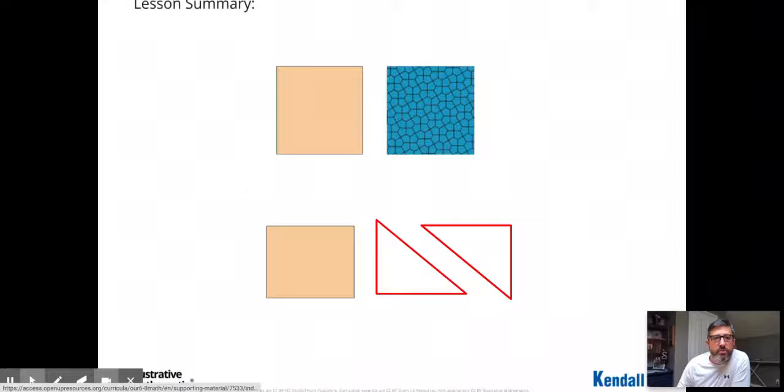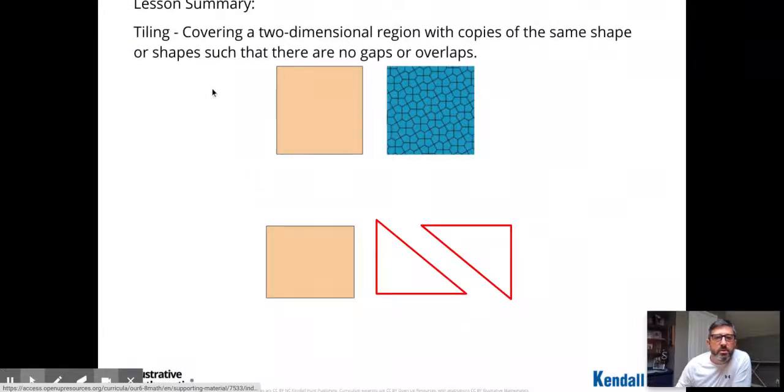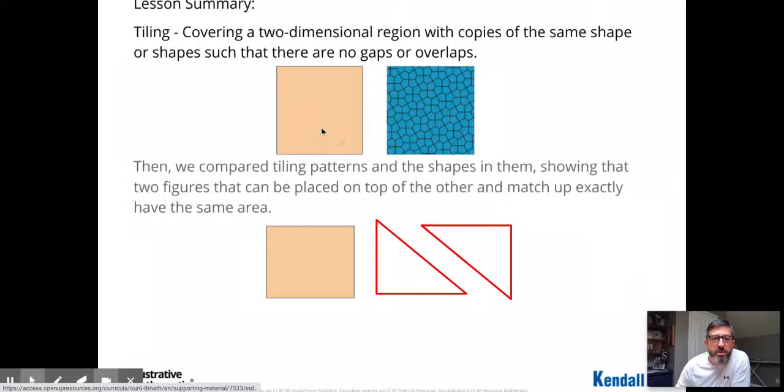So just to review, when you take a shape like this in a square and you put a bunch of shapes together and they cover it up and there aren't any gaps, there's no overlaps, that's called tiling. Remember? Tiling. It's a bunch of tiles.